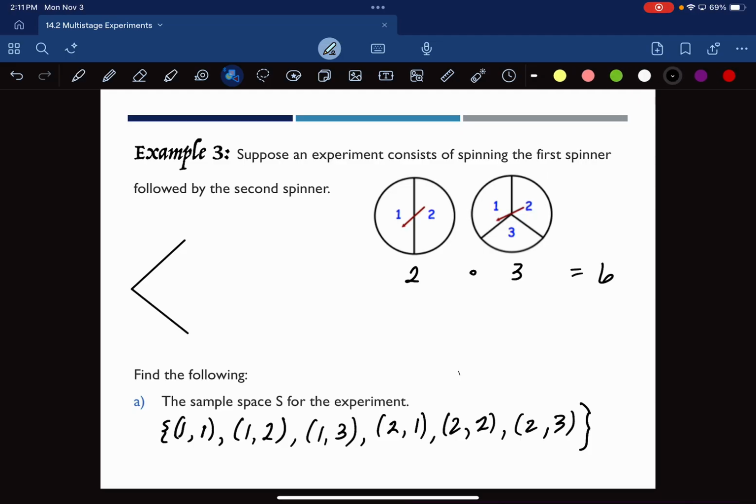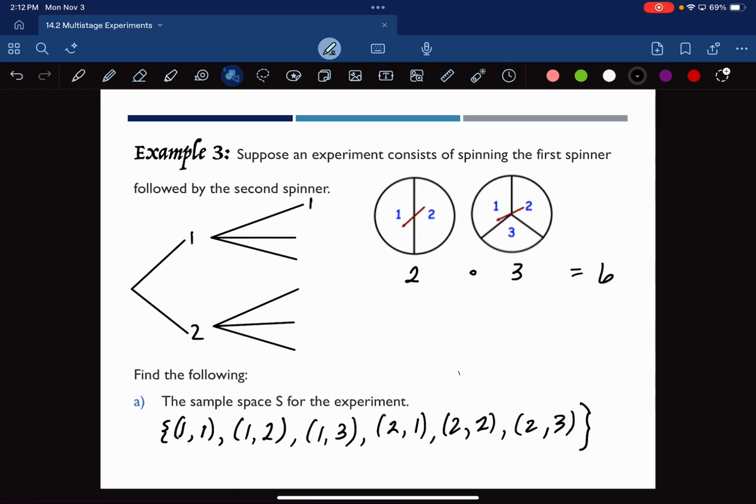You'd have either a 1 or a 2, and then off of each, you'd have 3 branches, and they'd be all the 3 numbers from the second spinner. 1, 2, 3, 1, 2, 3, like this. This would be 1/2 and 1/2, and all of these would be 1/3. But notice what's happening along each of the branches: if you multiply along every single branch, you get 1/2 times 1/3, which is 1/6, which is the same thing that happens down here. If you count them, each one of them is 1 out of 6 options.